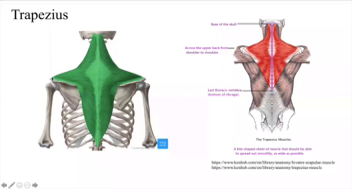The middle part of the trapezius, this portion, the lateral attachment is the scapular spine, and its medial attachment is the thoracic vertebrae. Finally, the inferior portion of the trapezius, the lateral attachment is the medial portion of the scapula, the scapular spine, and the other attachment area is the lower thoracic vertebrae.